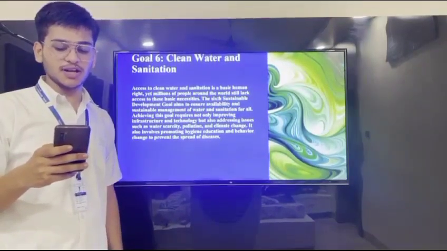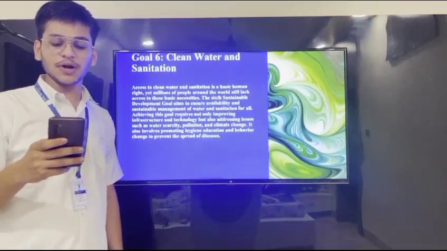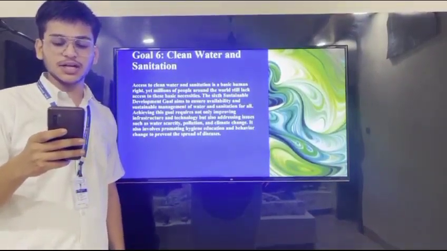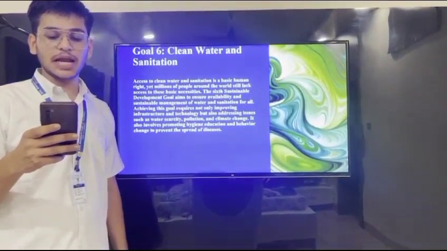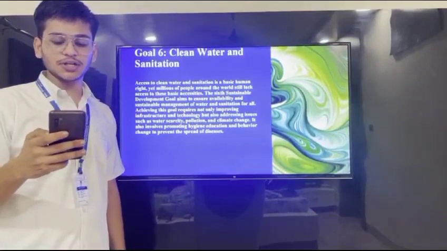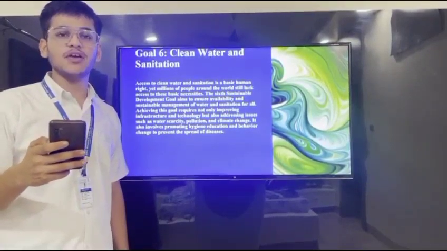According to the 6th Sustainable Development Goal, in addition to upgrading the technology and infrastructure, this objective necessitates addressing problems including pollution, climate change, and a lack of fresh water. To stop the spread of diseases, it also entails promoting hygiene, education, and behavior modification.